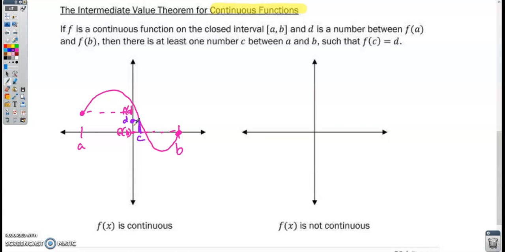Now, let's talk about when it's not continuous. Then again, all bets are off. Okay, so here I'll draw a function that's not continuous.